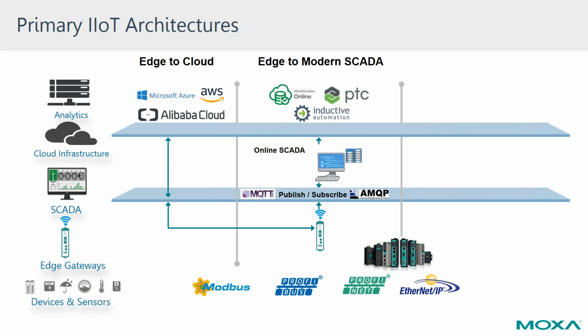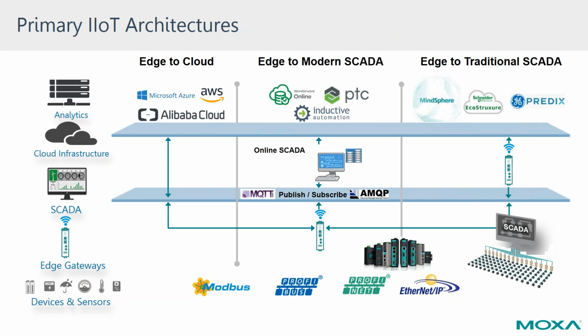The second one, and where we'll spend the most time today, is what we call edge to modern SCADA. And so companies like Inductive Automation have built new software and new platforms that actually allow the SCADA system itself to live in the cloud. It's a little bit different than a straight edge to cloud, because now you've got different things involved here to be able to do control and more automation type functions. We'll get into that quite a bit more here in the rest of the webinar.